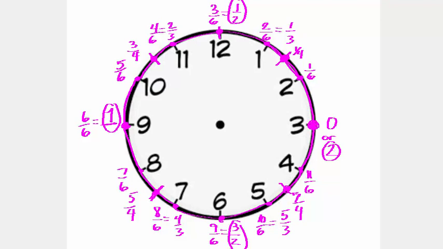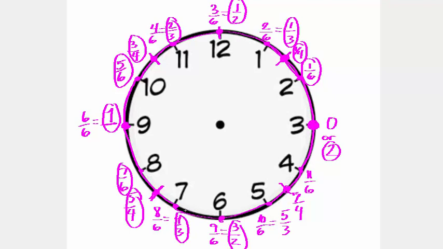I'm going to go through and circle the reduced versions because those are the ones we'll be using. So we have 1/6, 1/4, 1/3, 1/2 at the top, 2/3, 3/4, 5/6, 1, 7/6, 5/4, 4/3, 3/2, 5/3, 7/4, 11/6, and 2. Those are all of our special fractions around a clock.